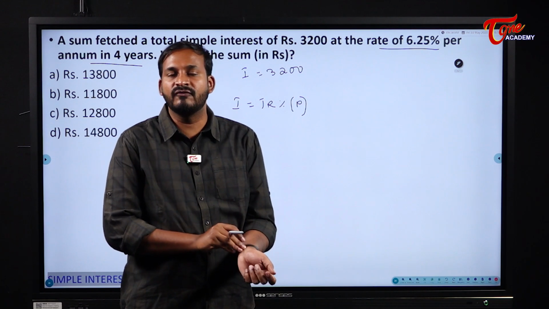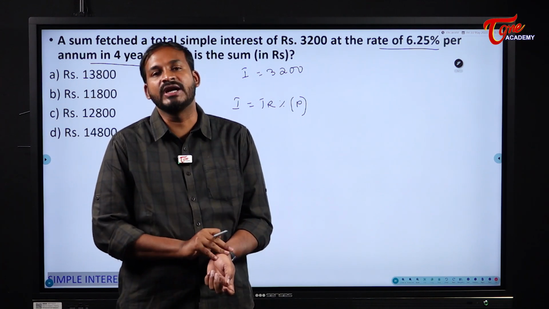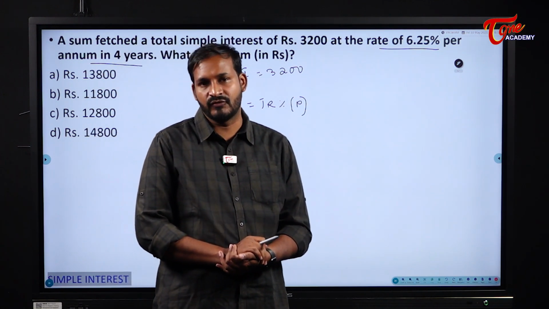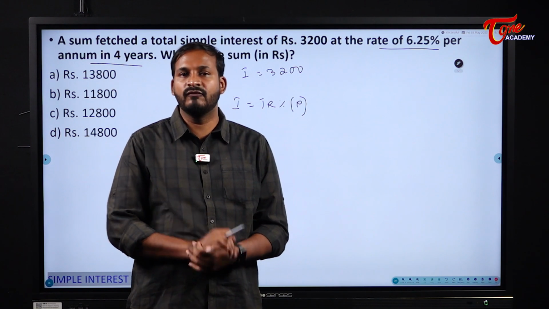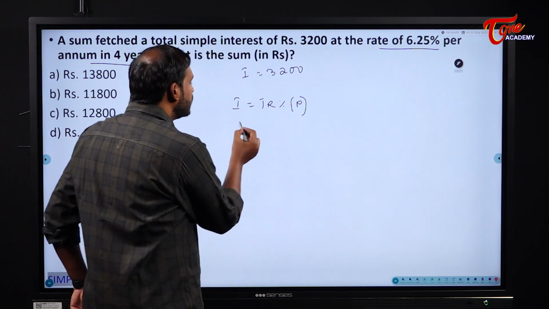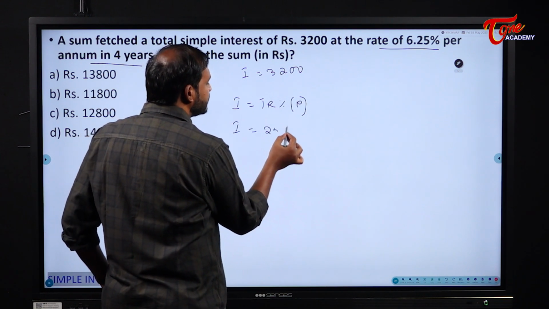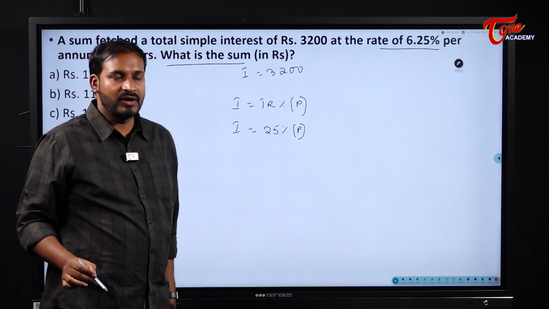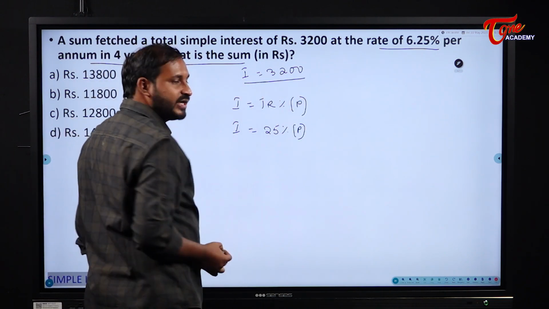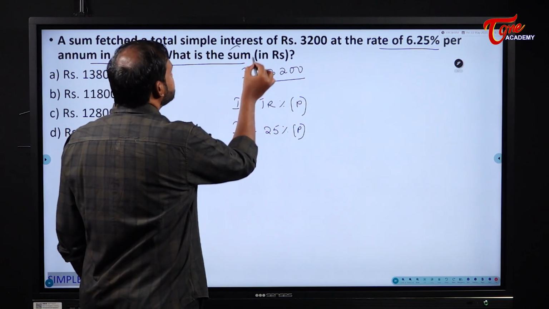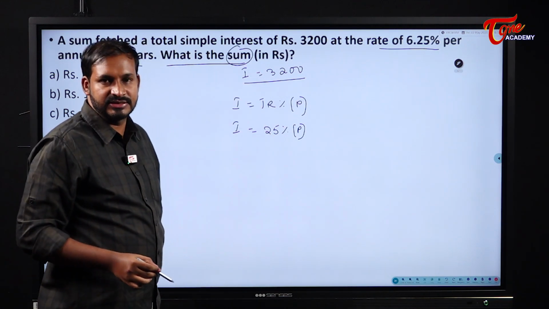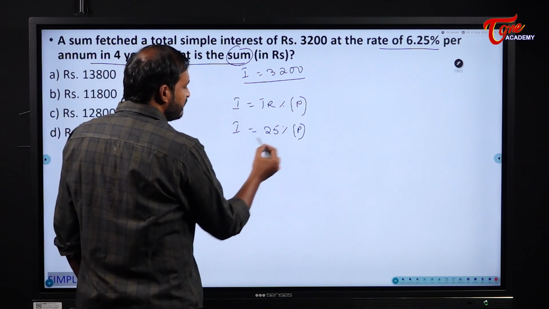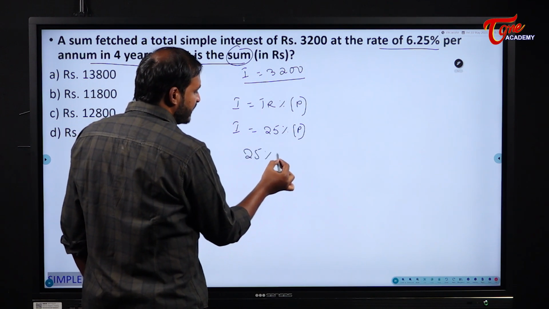4 into 6.25, it becomes how much? 25. Am I correct? 4 into 6, 4s are how much? 24. 0.25 into 4, it is 1. So that means interest is equal to here 25% of principal. And they are asking us what is the sum? What is the sum? See, interest is how much? 3200. Sum means here in this case it is nothing but principal, students. It is nothing but principal amount. So what happens to this one? They given that 25% of principal is how much?